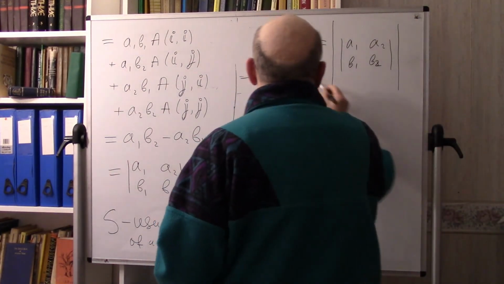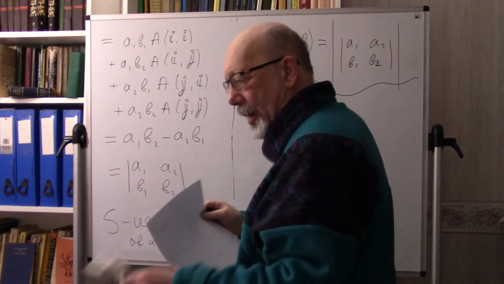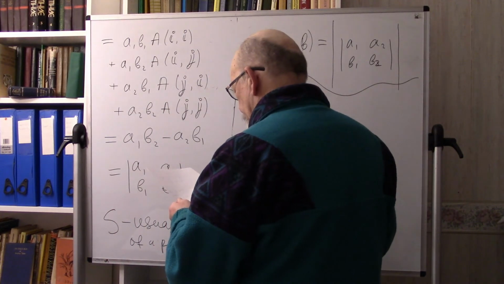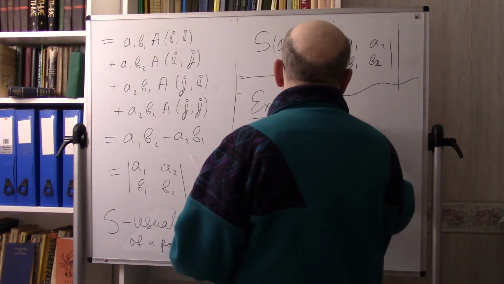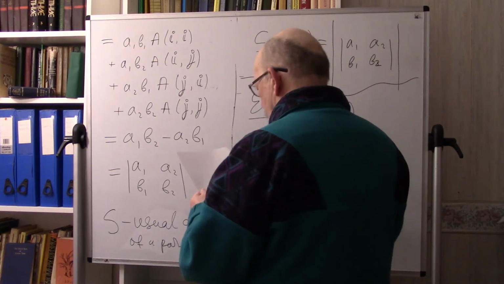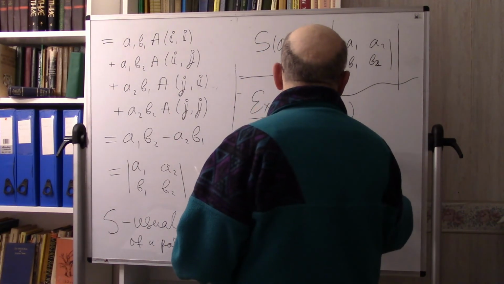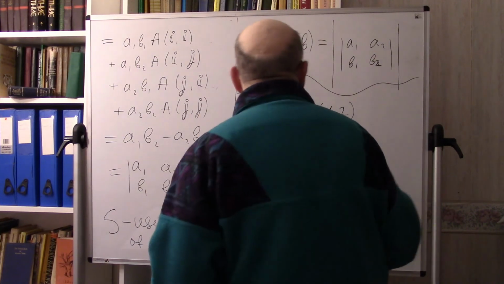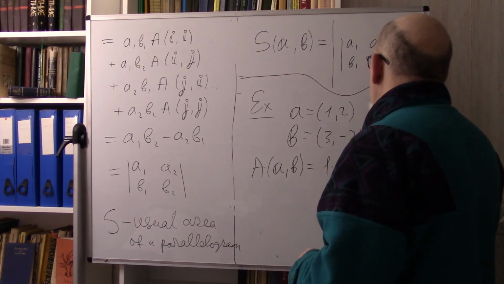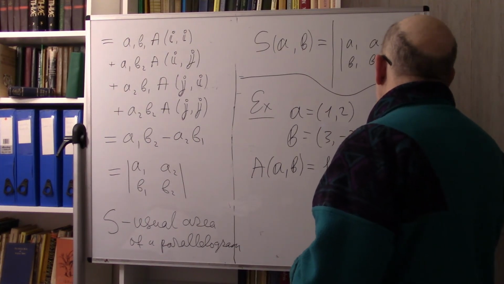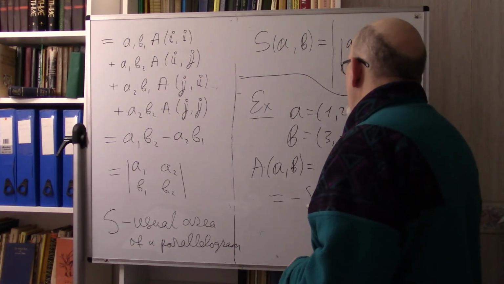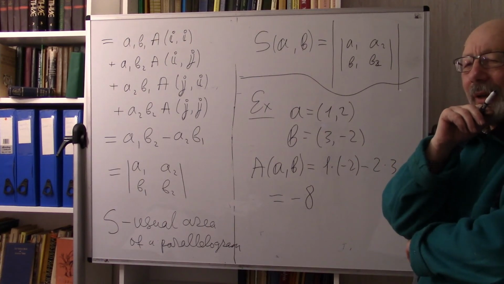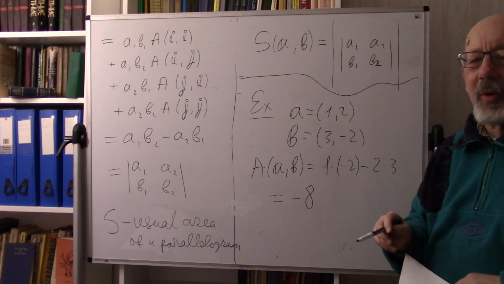Now, consider a small example. a equals (1, 2), and b equals (3, -2). What is the signed area of ab? It is 1 times minus 2 minus 2 times 3, equals minus 8. If we have a negative signed area, this means that vectors a and b form a left pair.